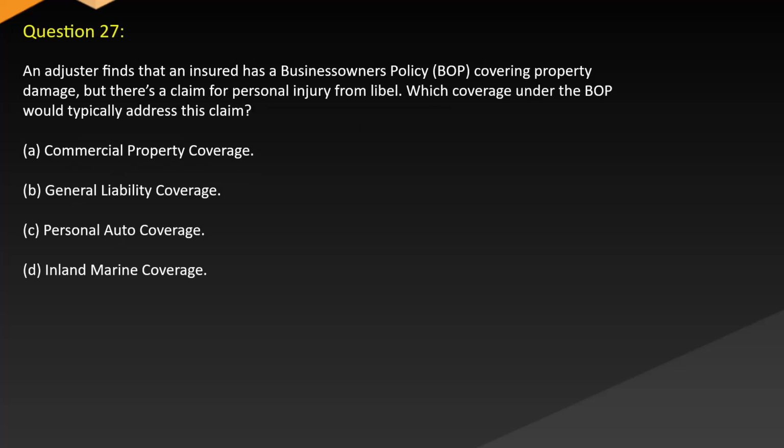Question 27. An adjuster finds that an insured has a business owner's policy, BOP, covering property damage, but there's a claim for personal injury from libel. Which coverage under the BOP would typically address this claim? A. Commercial property coverage. B. General liability coverage. C. Personal auto coverage. D. Inland marine coverage.